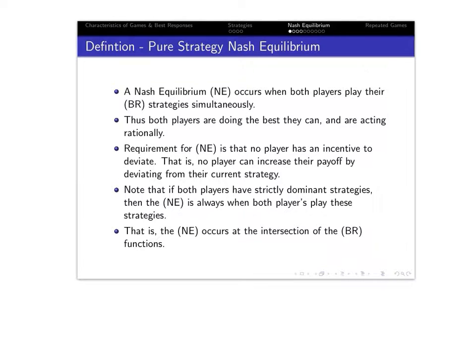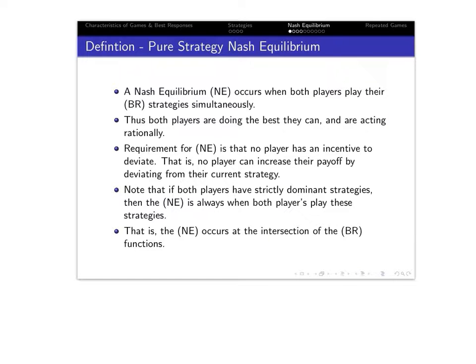So a Nash equilibrium occurs when both players play their best response strategy simultaneously. So a Nash equilibrium occurs at the intersection of the best response functions, which you'll see later. Thus, both players are doing the best they can and are acting rationally. So that's what economics thinks everybody does, even though it's fairly obvious that we don't behave rationally in a lot of ways.